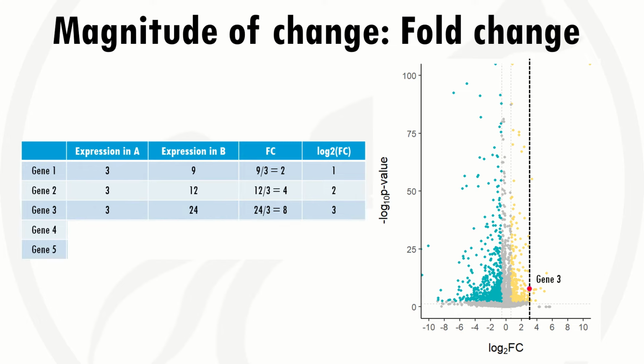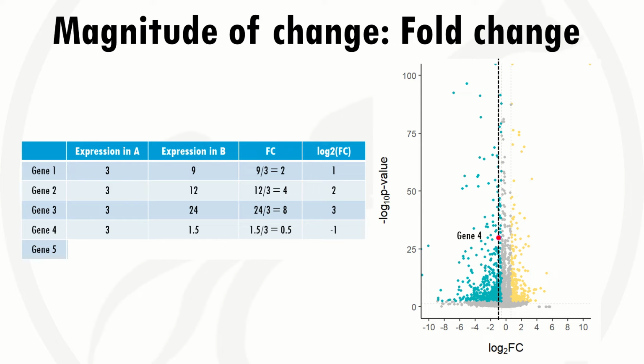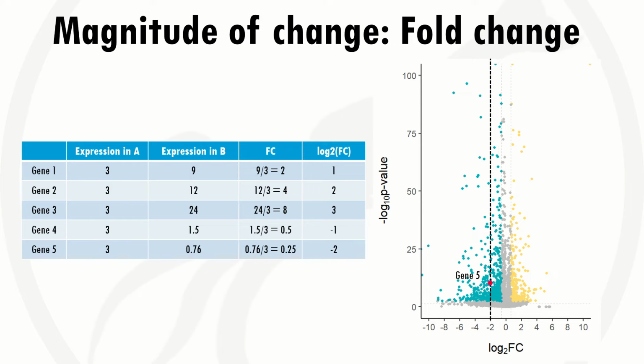Then the same happens when the change decreases. If the expression is half as big in group B compared to group A, that is equal to a log 2 fold change of minus 1. A quartering would be equal to a log 2 fold change of minus 2, and so on.